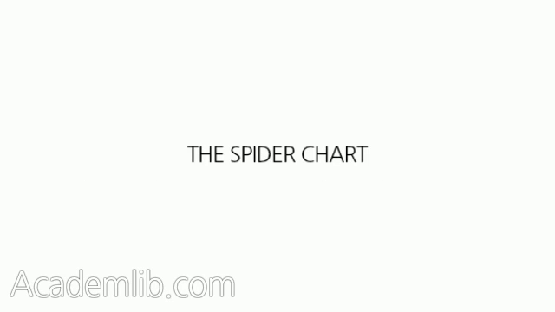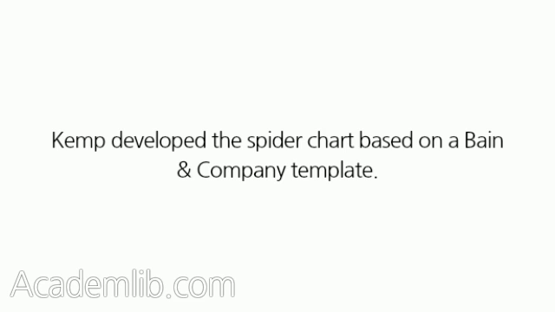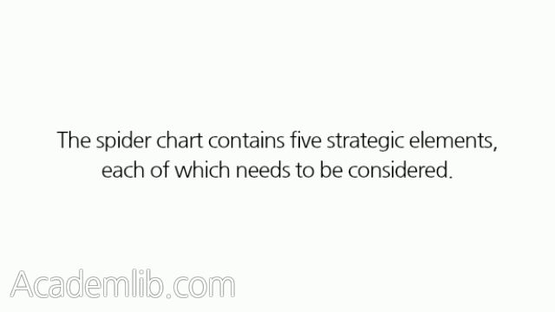Spider chart. For defining the strategic position, direction, and implementation of a company, the TPE framework includes a specific subdriver planning tool called the Strategy Spider Chart. Kemp developed the spider chart based on a Bain & Company template. The spider chart contains 5 strategic elements, each of which needs to be considered.